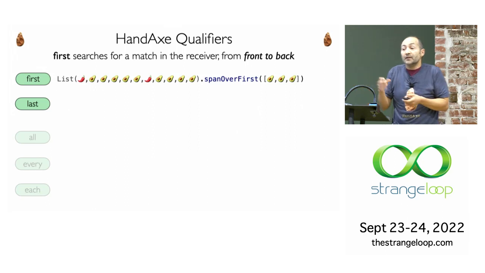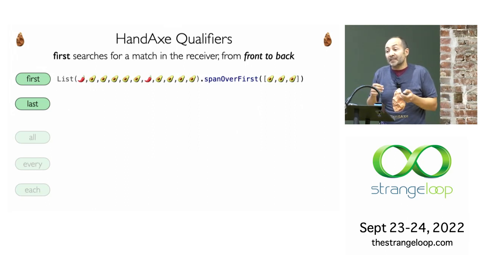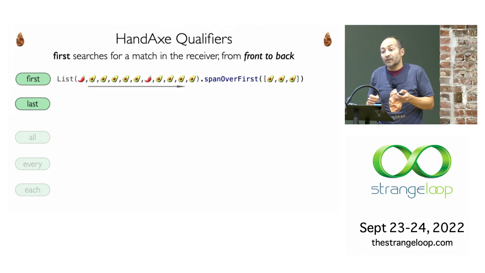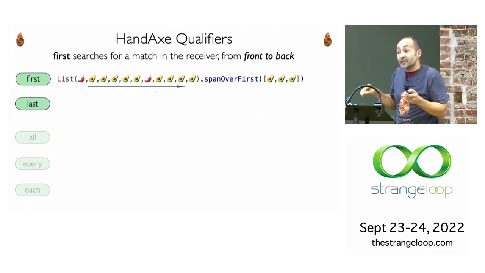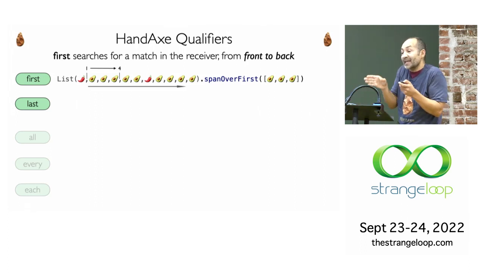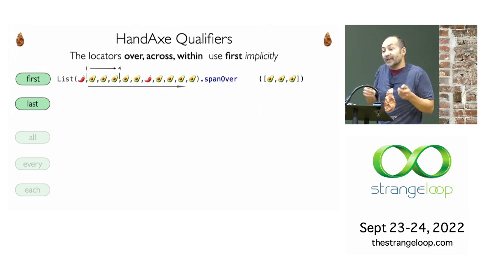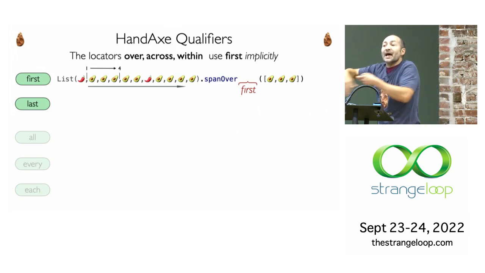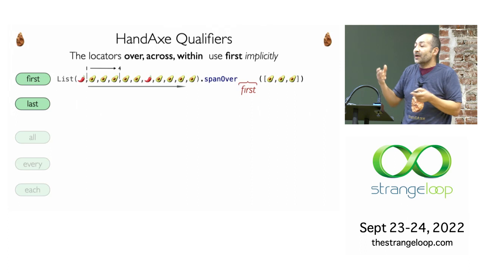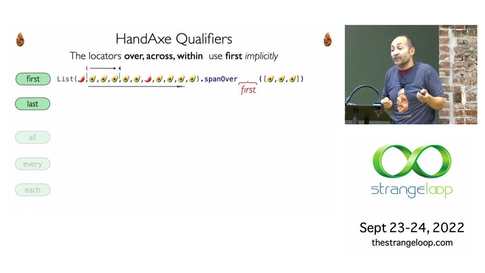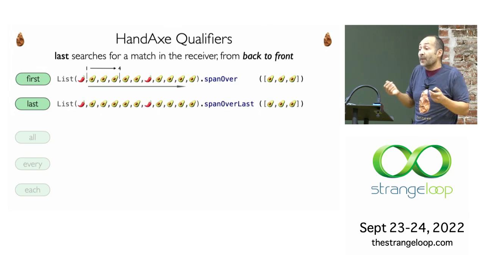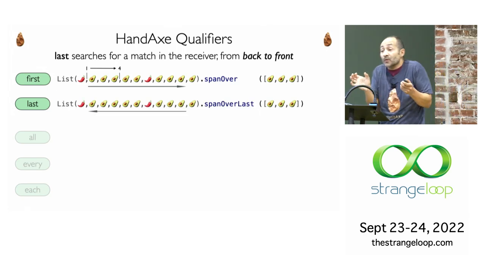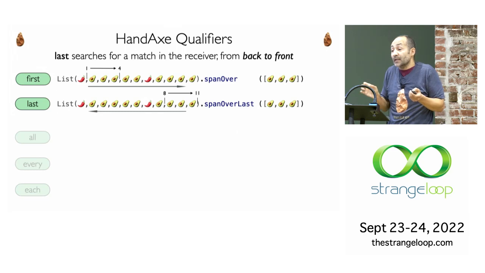I have a list, good for guac here. I'd like to get the span of the first set of triples. And I'm going from left to right because it's first, front to back. And so I get that span, 1 to 4. Likewise, I can go the reverse way. Oh, and by the way, like with most things, going front to back is the implicit. So we don't necessarily need to say first, but we can if we want to. Span over works just as well as span first. Now I can go backward, and I'll get the last triple, which is from the span of 8 to 11.